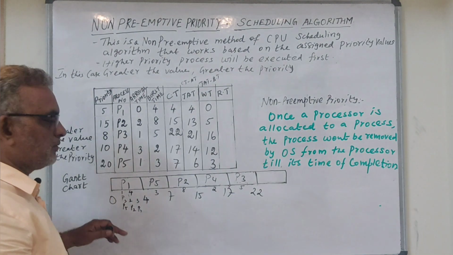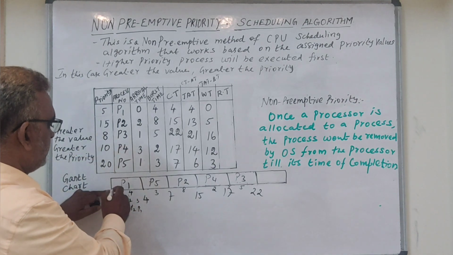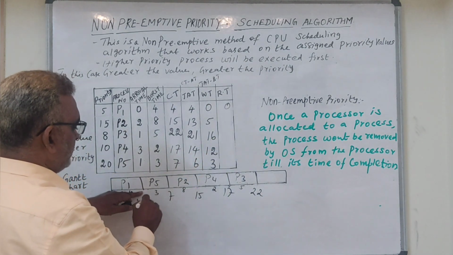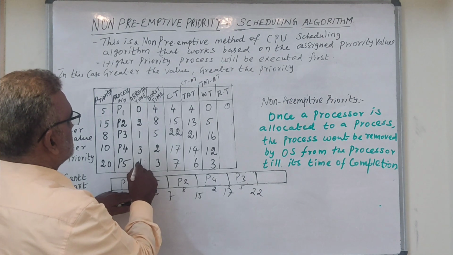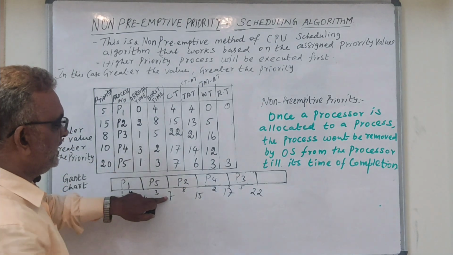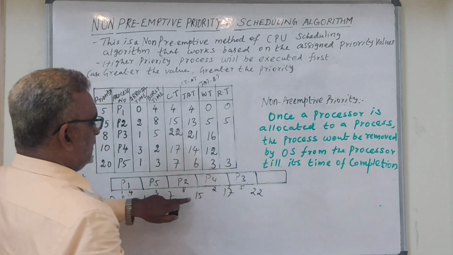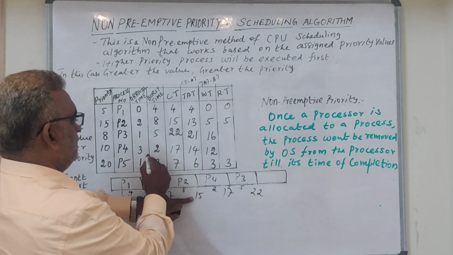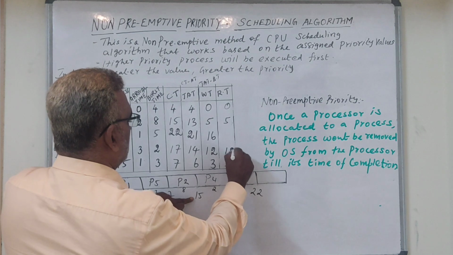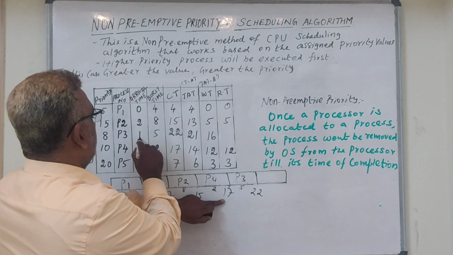Now find out the response time. Response time is calculated as the starting time of the process minus the arrival time. For P1, the starting time is 0, so 0 minus 0 is 0. The starting time of P5 is 4, so 4 minus 1 is 3. The starting time of P2 is 7, so 7 minus 2 is 5. The starting time of P4 is 15, so 15 minus 3 is 12. The starting time of P3 is 17, so 17 minus 1 is 16.